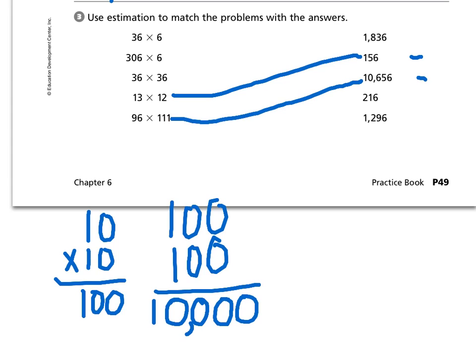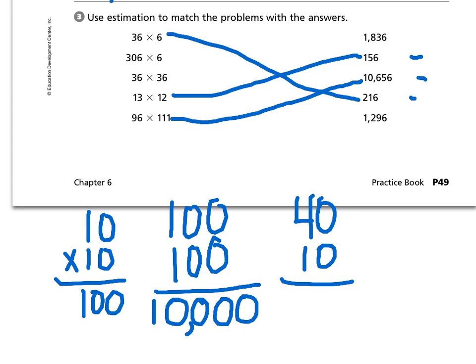Now looking at the next ones, I want to think which is going to give me an answer close to 216. And I know that I'm looking for lower numbers. So I know that 306 times 6 is much higher than any of the other two, so it's not going to be 216. And I know that 36 times 36 is greater than 36 times 6. Can pull that right over.